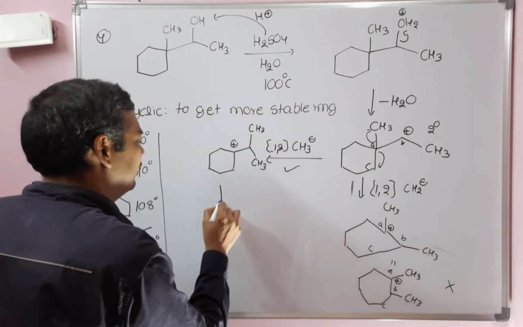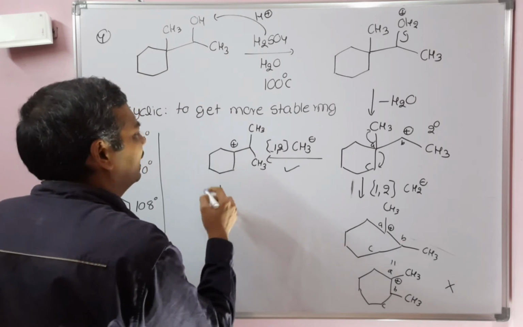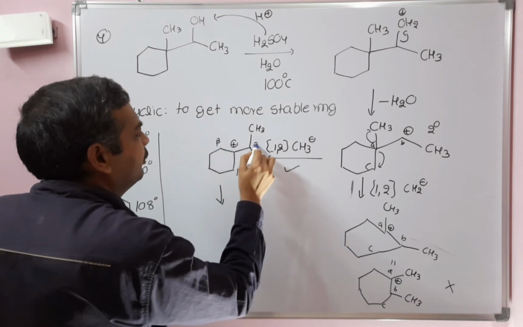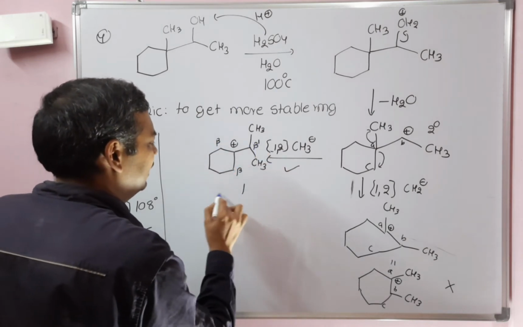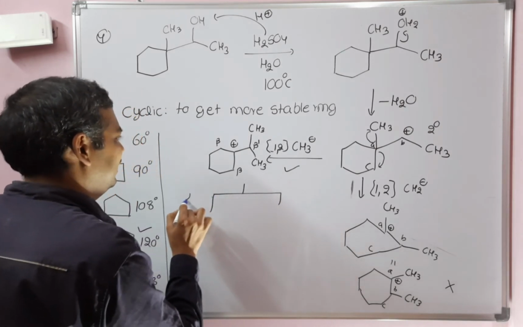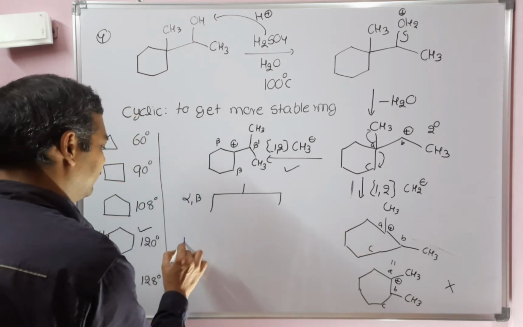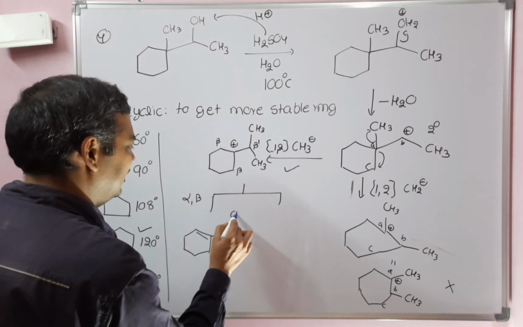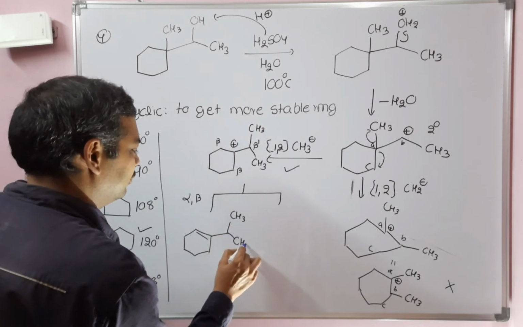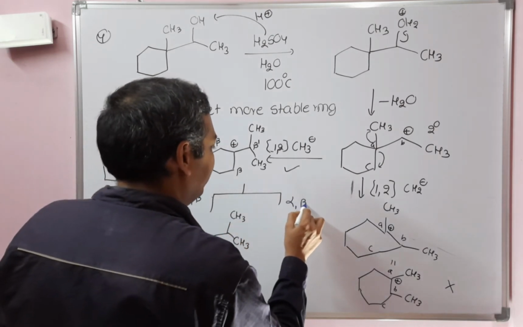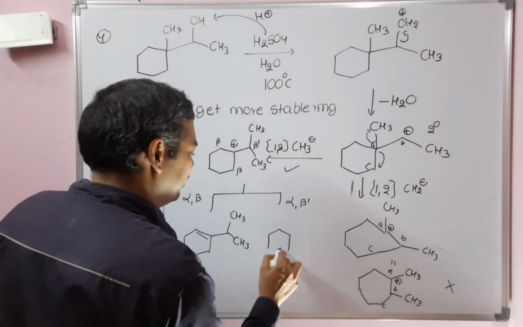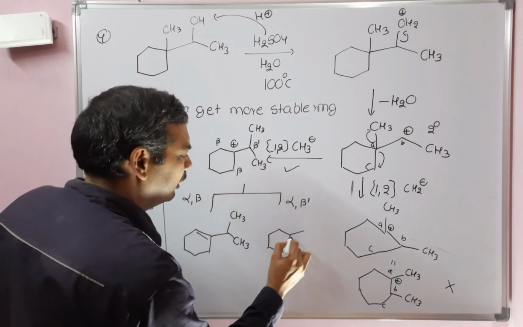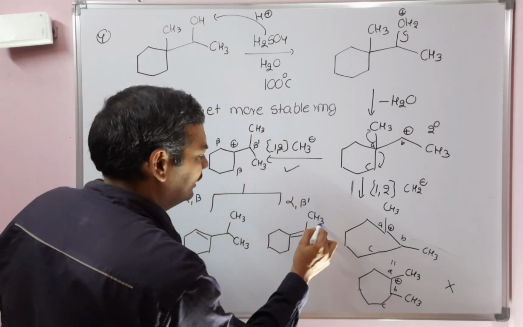Since it is preferred, from here again, what is happening? Two types of beta environments are there in this example. If it is alpha beta elimination, the product obtained is this one, with CH3 and CH3. Suppose the elimination is alpha beta prime, the product obtained is the cyclohexyl group, with a double bond from here, CH3 and CH3.